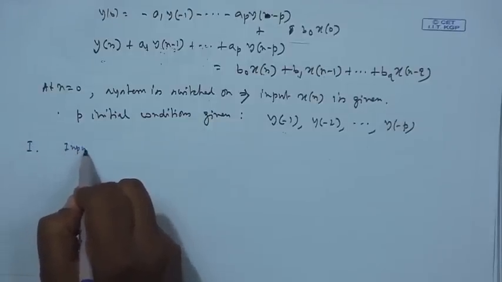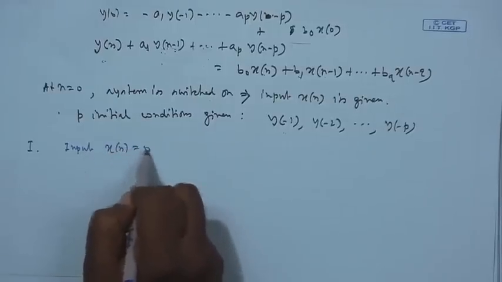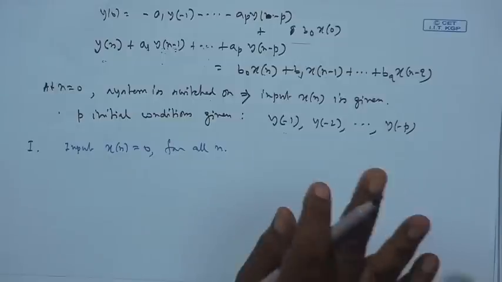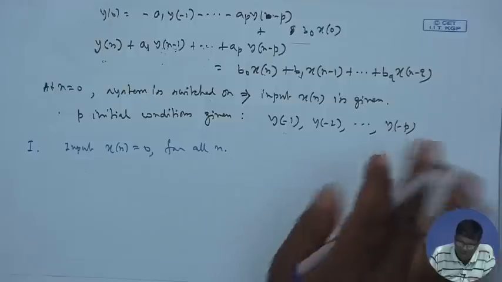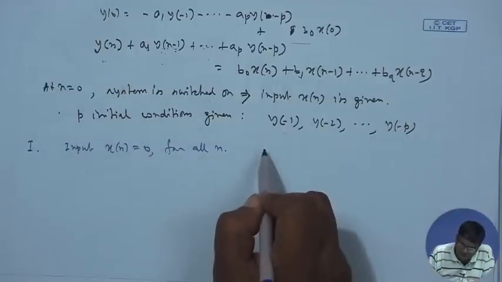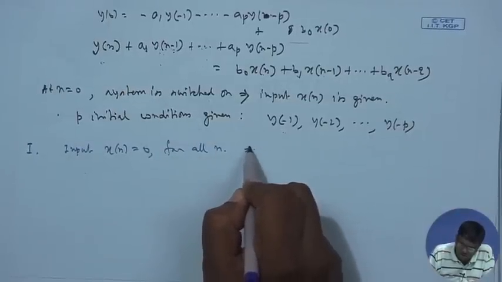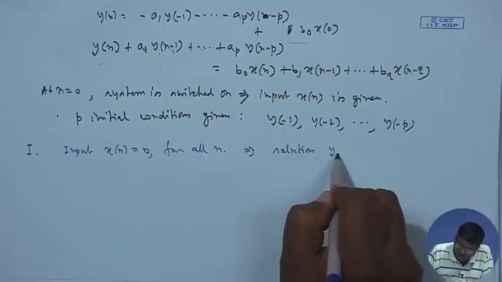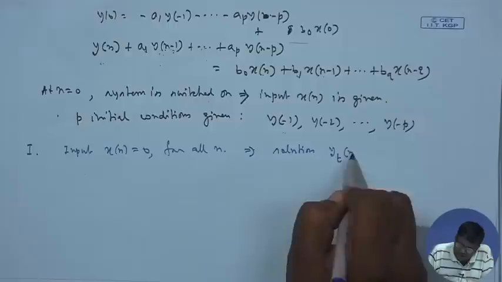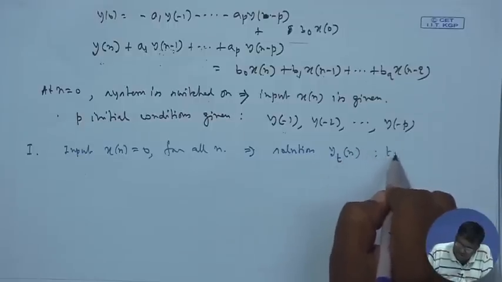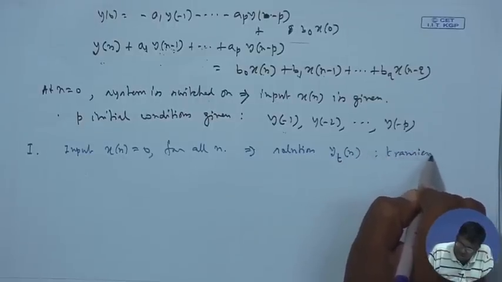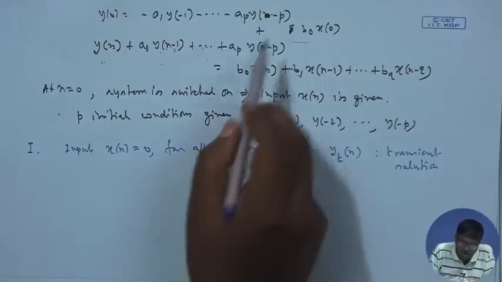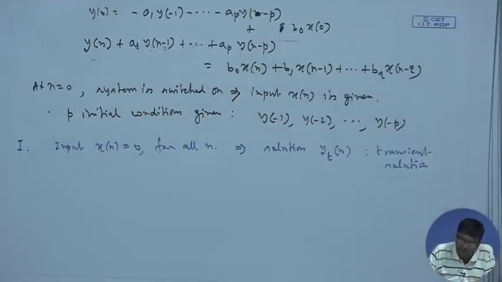Input x n is 0 for all n, that is, I will not give any input, input is permanently held at 0, and you solve this equation. The solution of this equation we call y t n, it is basically we call it the transient solution, t for transient. In this equation, how do you proceed?